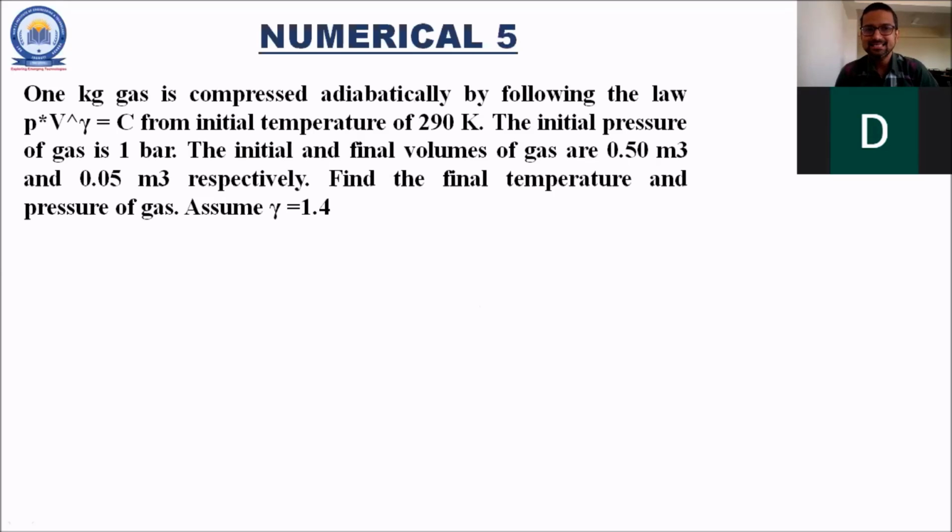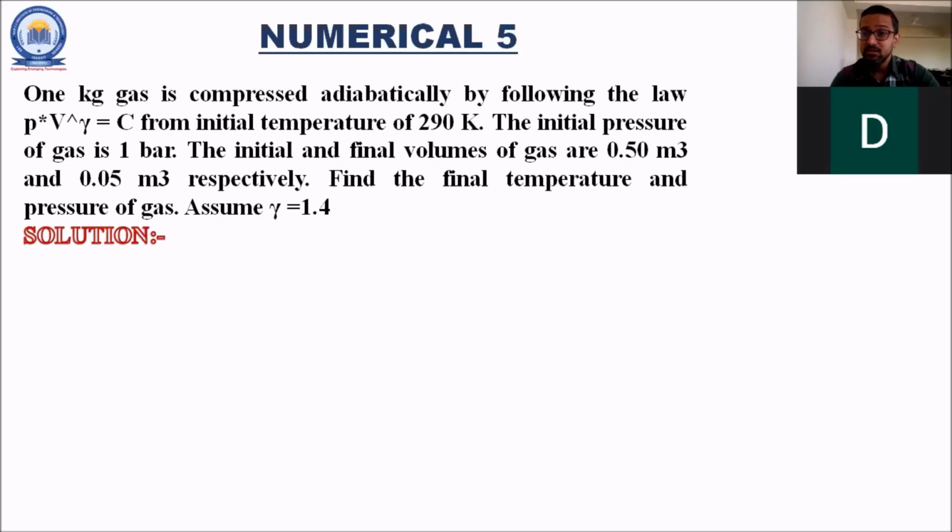1 kg of gas is compressed adiabatically by following the law PV raised to gamma equal to constant, from the initial temperature of 290 Kelvin. The initial pressure of the gas is given, that is 1 bar. The initial and final volumes of the gas are given, that is 0.5 meter cube and 0.05 meter cube respectively. Find the final temperature and pressure of the gas. Assume gamma equal to 1.4.